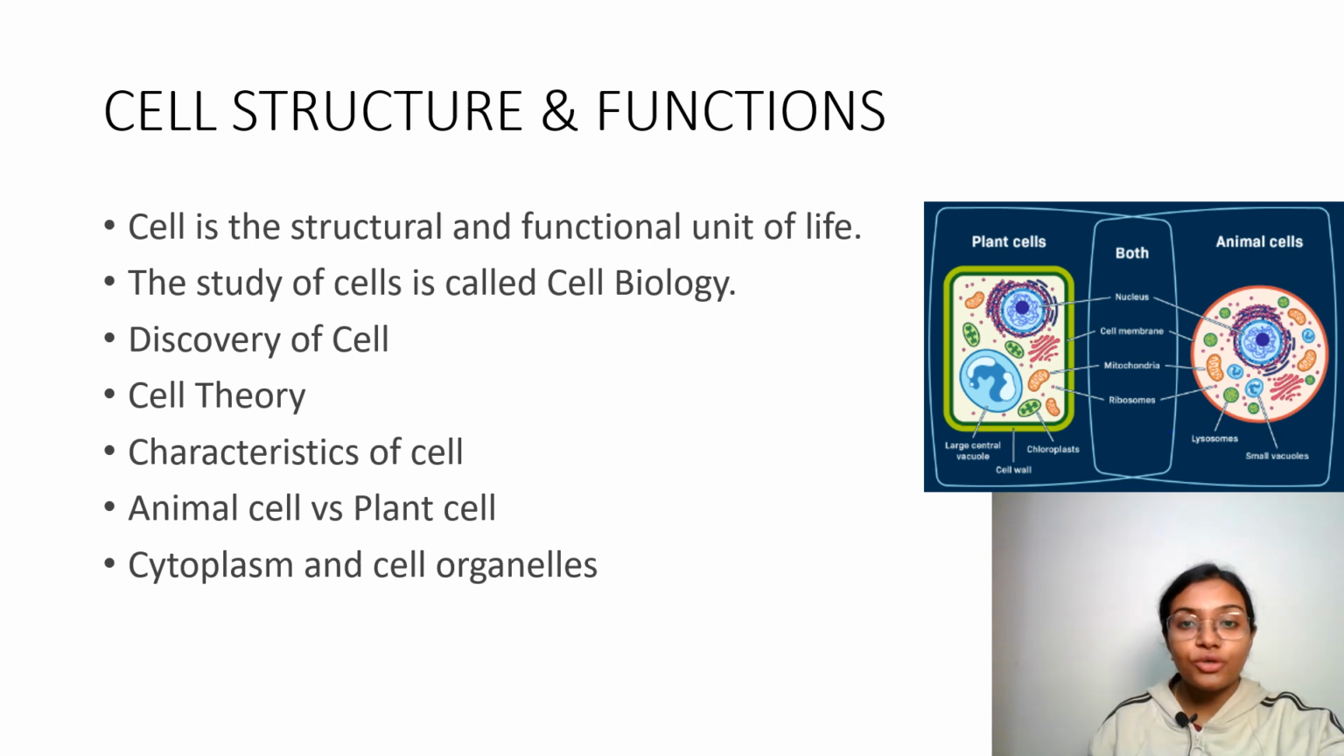Now come to the cell theory. Cell theory was proposed by two biologists, Schleiden and Schwann. Schleiden in 1838 and Schwann in 1839. The cell theory was further expanded by Virchow in 1855. Principles of cell theory are: first, all living organisms are composed of one or more cells, one cell in unicellular organisms and more cells in multicellular organisms. Number 2, cells are the basic unit of life. Number 3, all cells come from pre-existing cells.